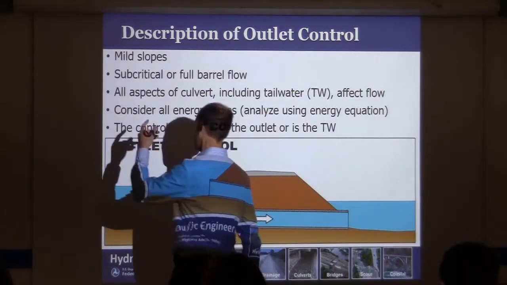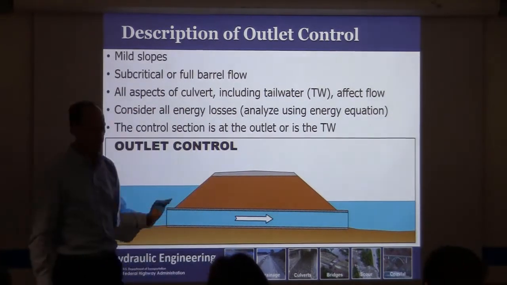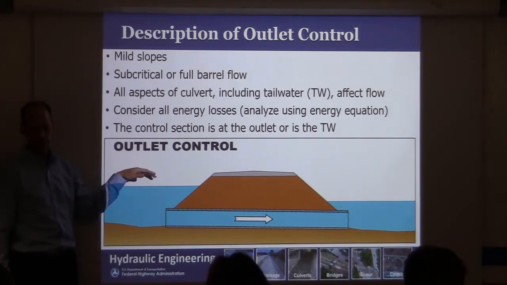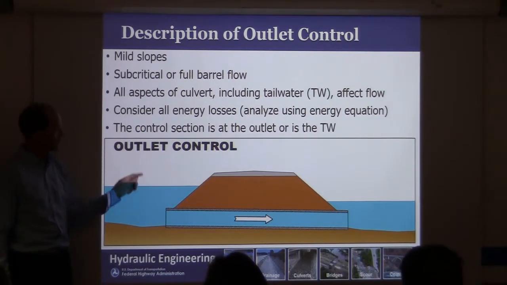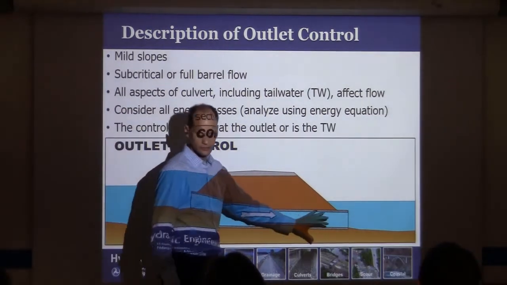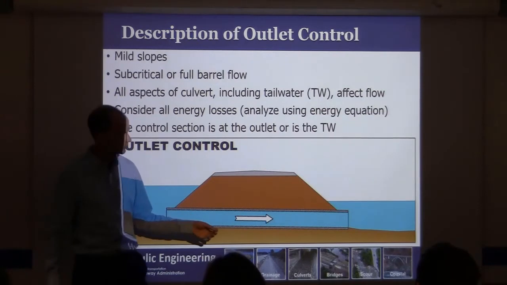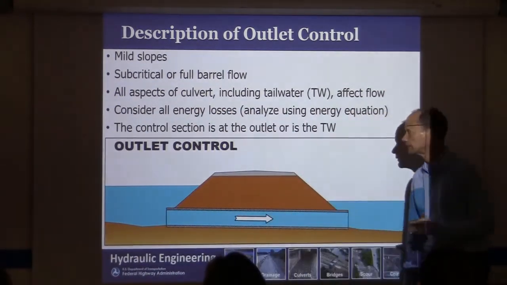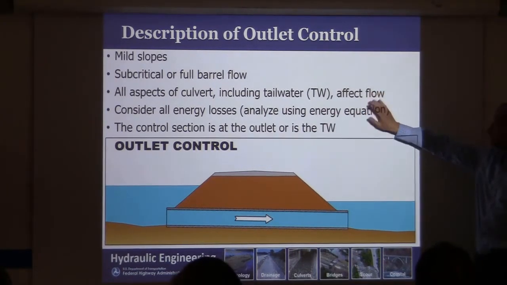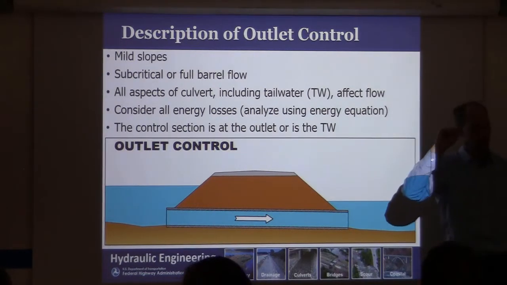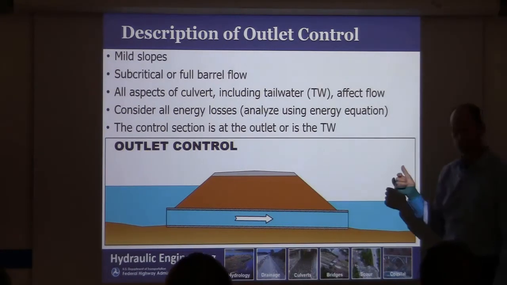In outlet control, it becomes a little bit more complicated because we also have to consider what's going on inside the barrel. In inlet control, the barrel doesn't matter with the headwater. It doesn't impact the headwater. It's just whatever happens here at the inlet that you can have some control over. In outlet control, the barrel now comes into play. So you have to be concerned with the barrel length and the barrel roughness, and then also with your tailwater conditions. So all aspects of the culvert, including tailwater, affect the flow. We're not using the weir and orifice equations in this condition. We're going back to using one of our good friends, the energy equation.